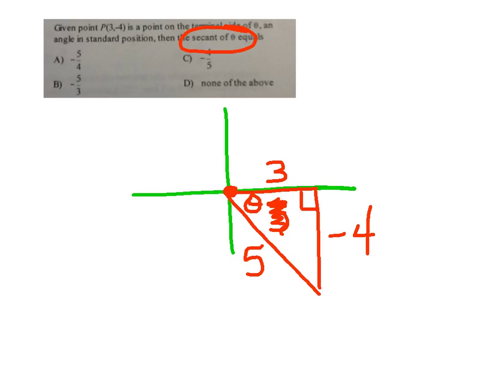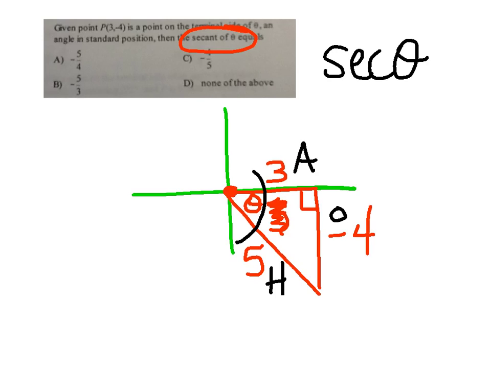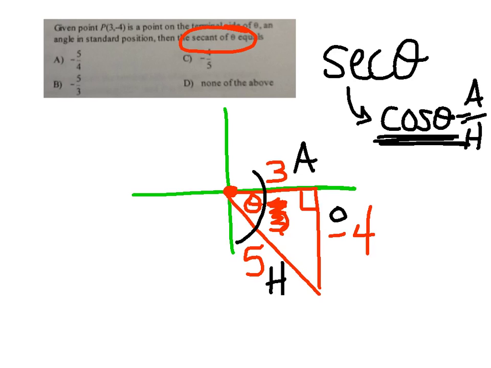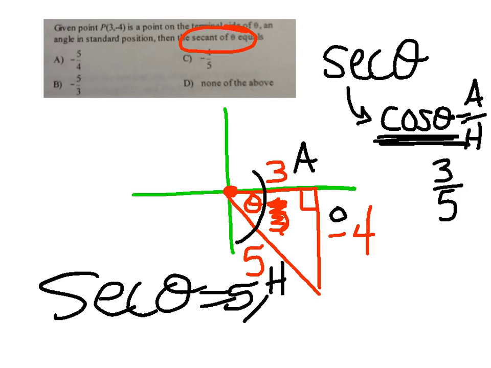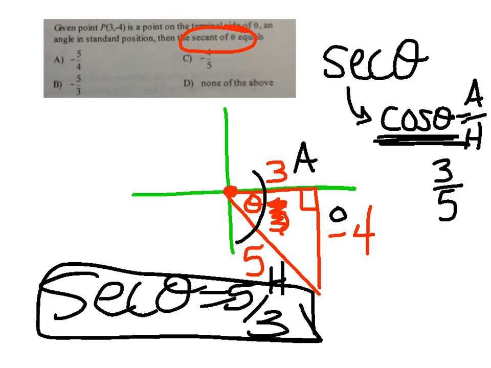Okay, remember this hypotenuse is always positive. And based off where this theta is sitting, let me change colors here. Here's the angle, hypotenuse, adjacent, opposite. Remember, adjacent means next to your angle. We need secant theta. Okay, now remember, secant is the reciprocal of cosine. So I'm going to start with cosine. So cosine is A over H. So that's 3 over 5. So if I want secant, my answer is actually 5 over 3. Just make sure you flip that bad boy.